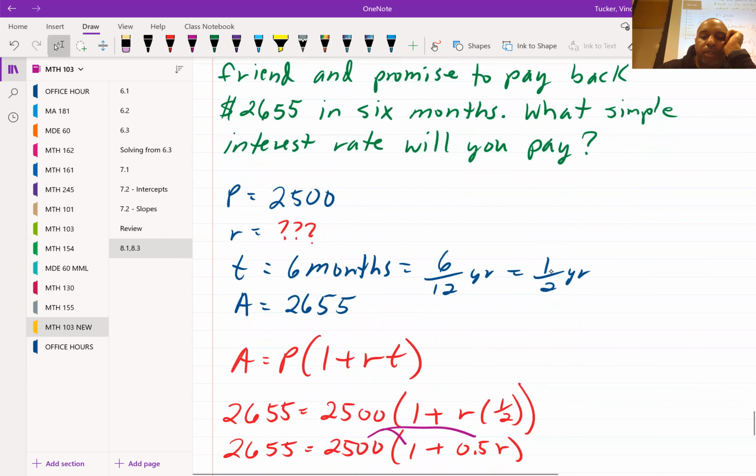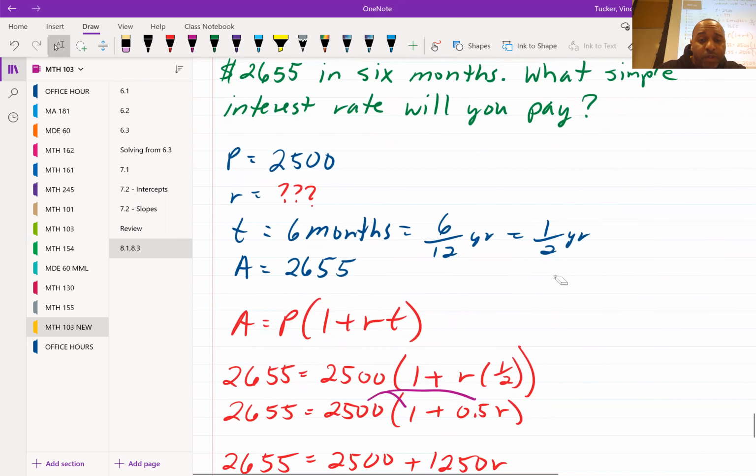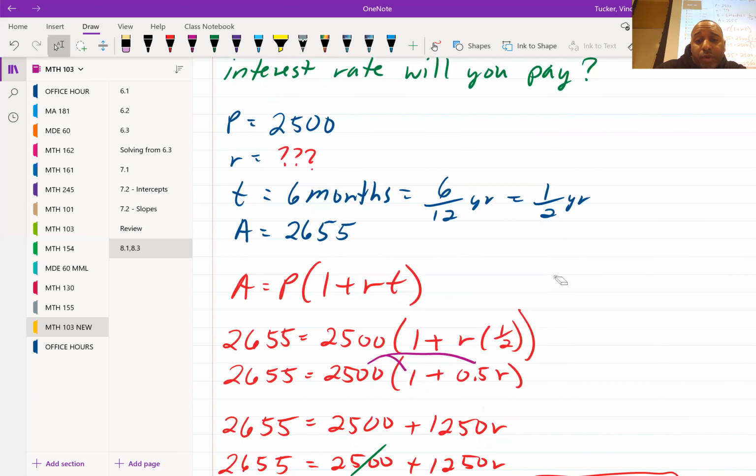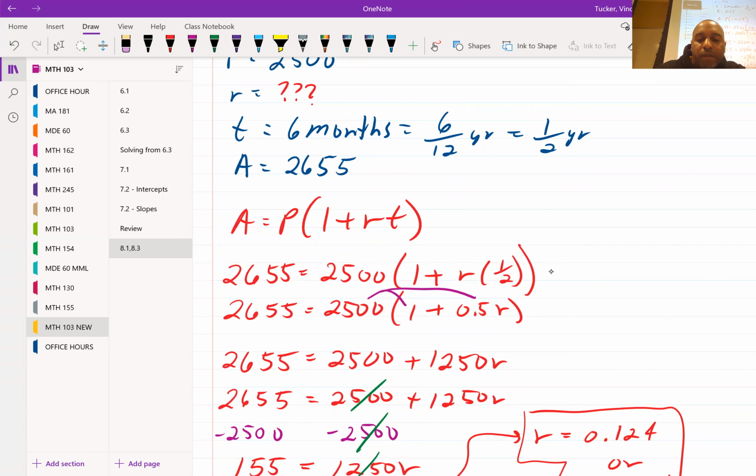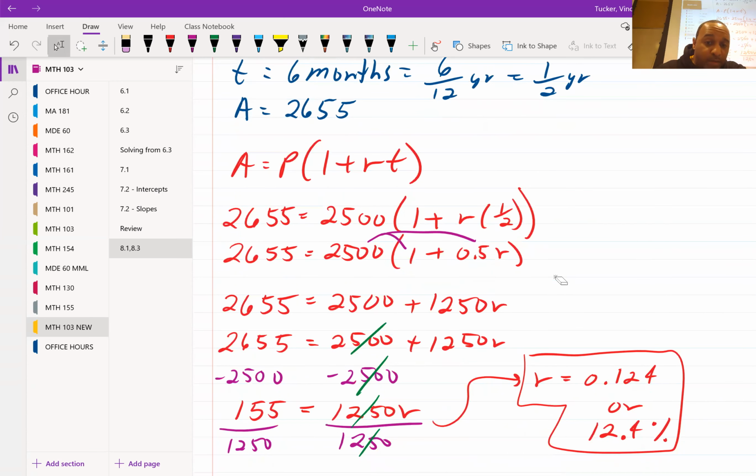All right. So now we need to solve for R. I went ahead and converted 1/2 to just 0.5 because I'm about to distribute 2,500. 2,500 times 1 is 2,500. 2,500 times 0.5 is 1,250. So I have 26.55 equal to 2,500 plus 1,250 R. Solving for R, remember that's what we're doing here. So we'll subtract 2,500 from both sides. Then divide both sides by 1,250 to get R by itself. So R is equal to 0.124 or 12.4%. And so you just have to make sure you answer according to what MyMathLab is asking of you. If they want the percentage, 12.4%, or if they're okay with the decimal 0.124.